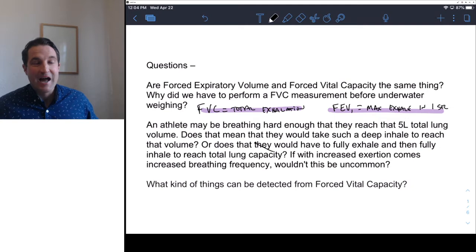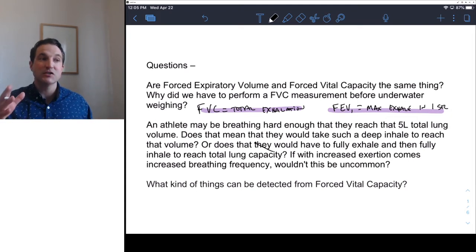Our breathing does not look like that when we are running hard. Okay, the last part of this: if with increased exertion comes increased breathing frequency, wouldn't this be uncommon? Well, the answer to this one is it's a little bit of both. You don't recognize it when you are breathing really hard, but you're actually breathing really deep as well. Remember, those increases in tidal volume happen at the beginning stages of exercise.